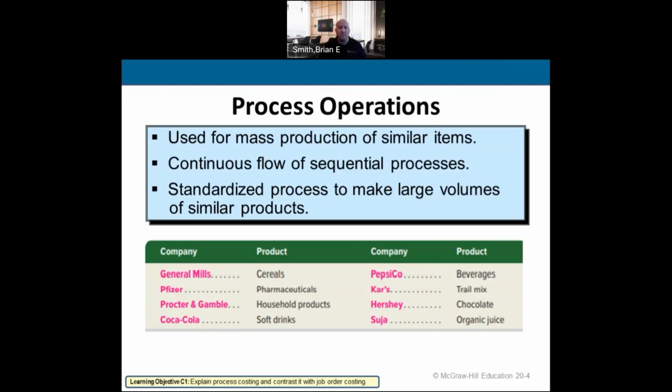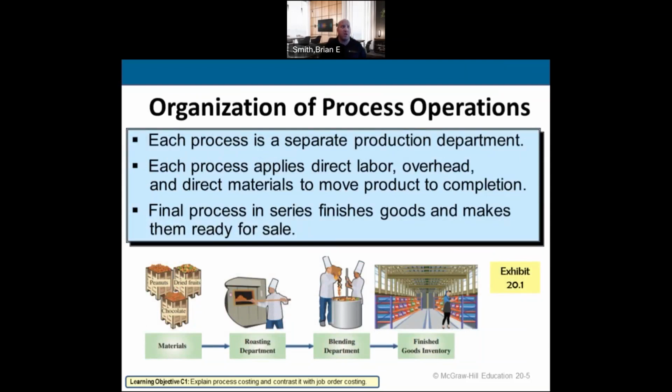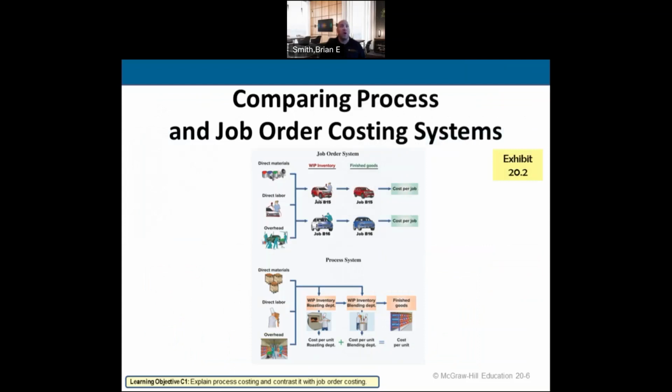Point is, all of these items are made in large volumes. They're similar productions. They don't change. So we're looking for that kind of process when we're talking about process operations. Things are going to do the same thing. Now, we may have different departments, but the bottom line is that this process does not change over time. And as we do this, we're going to be doing the same thing we did in job order costing by assigning our direct labor, overhead, and materials to the product, but we're going to standardize them in many respects. So here we're comparing job order and process costing systems.